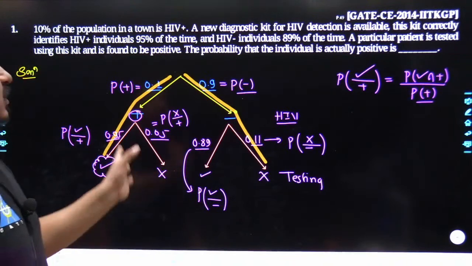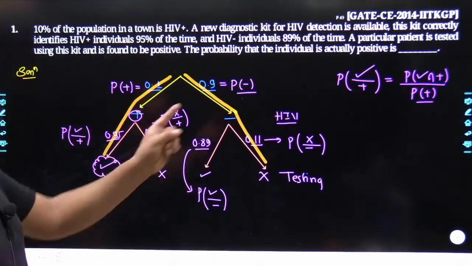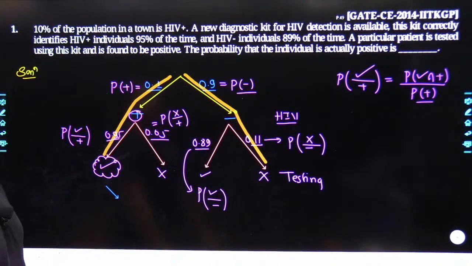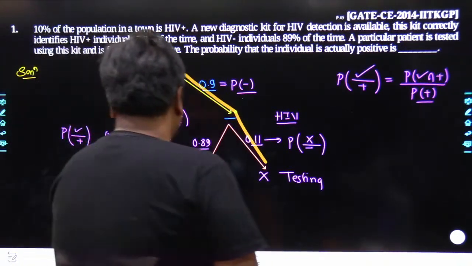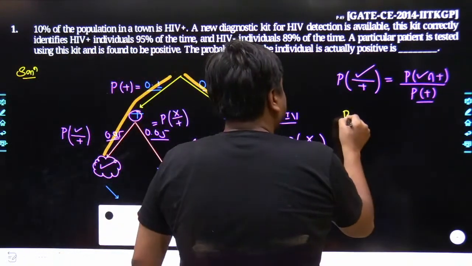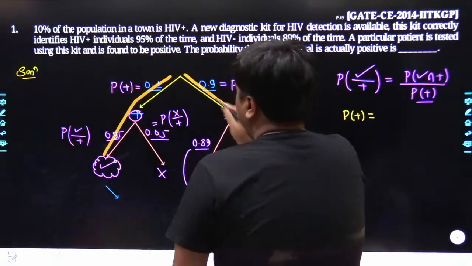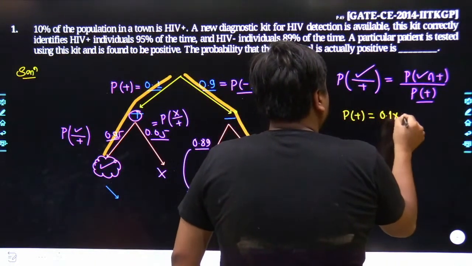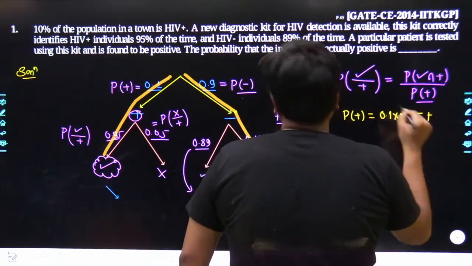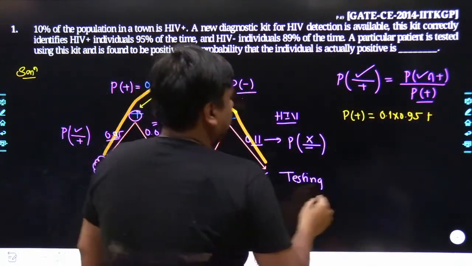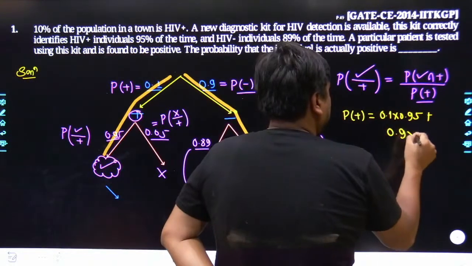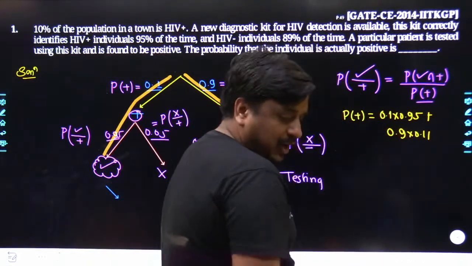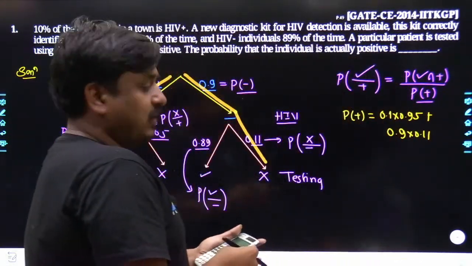In both of the cases, you will be tested as corona positive or HIV positive. So may I know what would be the worth out of it? Obviously the P of plus is going to be 0.1 multiplied with 0.95, or 0.9 multiplied with 0.11. You have to multiply this data and then we get its value.